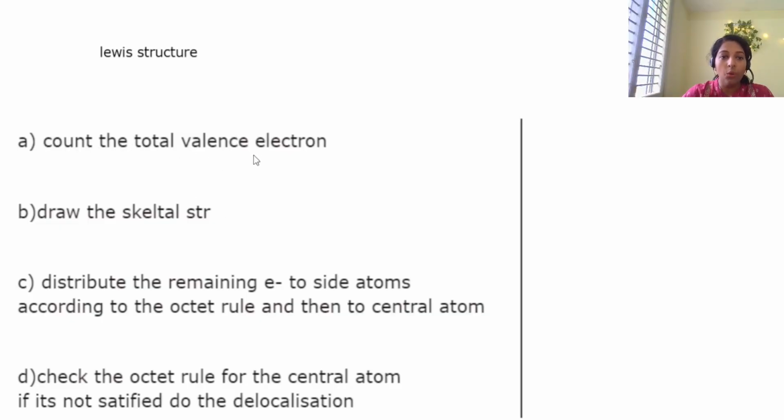First one, count the total valence electrons. And second one, draw the skeleton structure. And the third one, distribute the remaining electrons to the side atoms according to the octet rule and then to the central atom. And the last one, check the octet rule for the central atom. If it's not satisfied, do the delocalization. You may not have gotten it, so let's do an example.